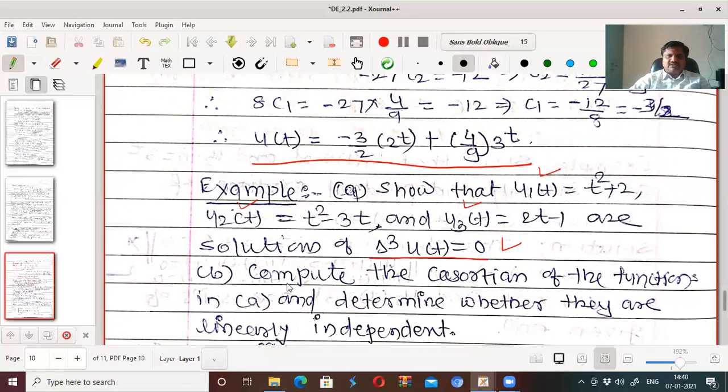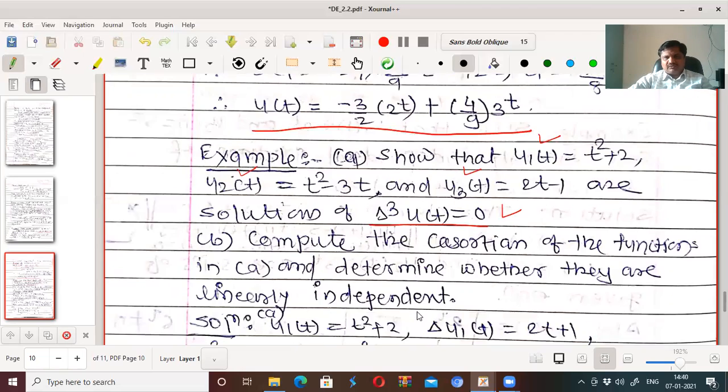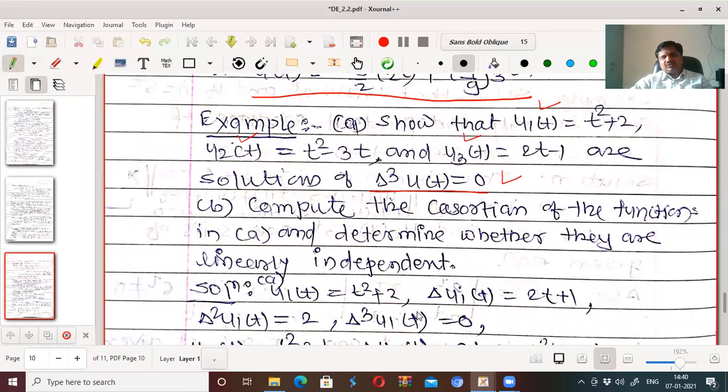Secondly, what do we want to find? Compute the Casoratian of the functions in A and determine whether they are linearly independent or not. We know that if the Casoratian is equal to 0, then they are linearly dependent. If the Casoratian is not equal to 0, then they are linearly independent. Now we will solve this one by one.